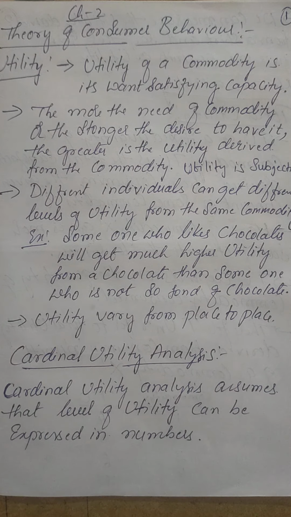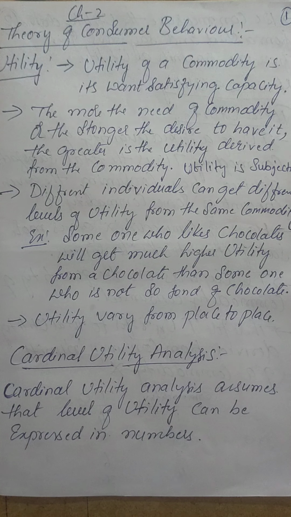Based on these utilities, you have to measure them. To measure these utilities, we have two categories in this theory of consumer behavior. The first one is the cardinal utility approach, or cardinal utility analysis, as we call it, and the second one is ordinal utility analysis. I repeat, cardinal utility analysis is the first one, and the second one is ordinal utility analysis.